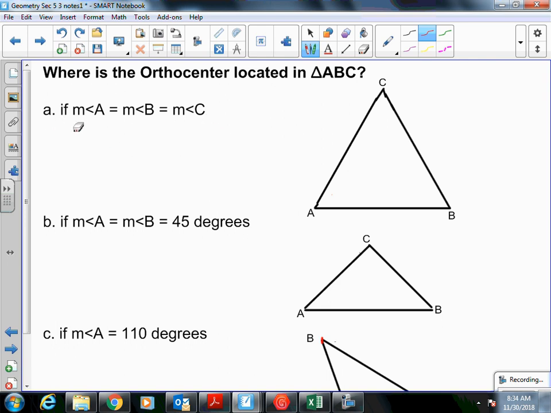So the first one said if the measure of angle A equals the measure of angle B equals the measure of angle C. So if all three angles have the same measure, then that would have to be an equilateral, equiangular triangle. So the triangle looks something like this. And so if we're looking for the orthocenter, that's going to be where the altitudes meet. So you go from C straight across to AB so that it intersects at a right angle.